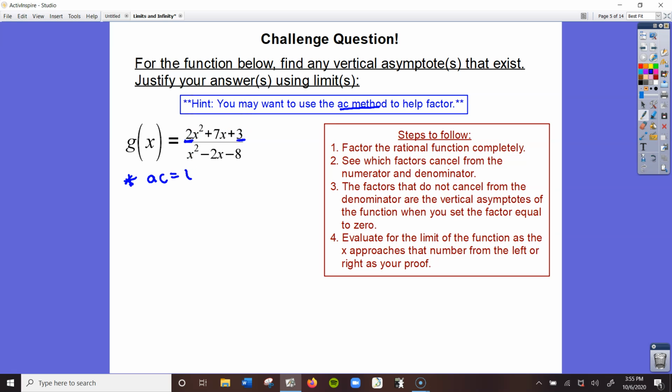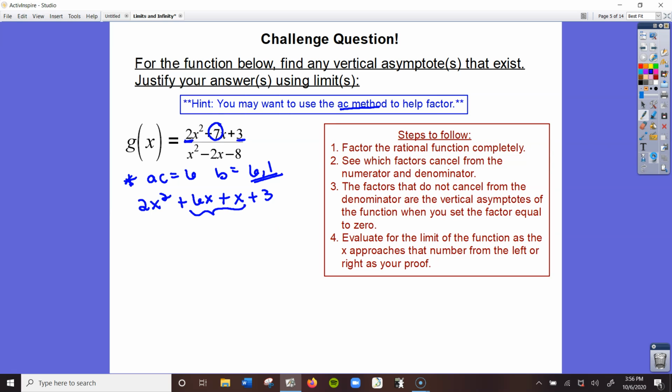2 times 3 is 6. And I'm trying to figure out what two numbers multiply to give you 6 and add to give you B, which is 7. And those two numbers would be 6 and 1. So now I can set this up. I'm going to rewrite that quadratic as 2x squared plus 6x plus x plus 3. I use these two numbers to rewrite B.